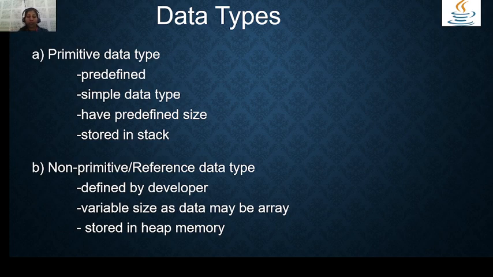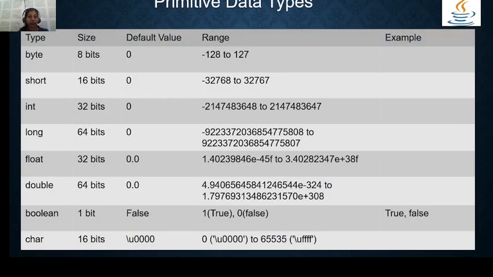And one more data type is the non-primitive data type, or you can call it a reference data type. These are defined by the programmer or the developer. As it is defined by the developer, it can have variable size or data, and it may be an array of different size. Non-primitive data types are stored in heap memory.